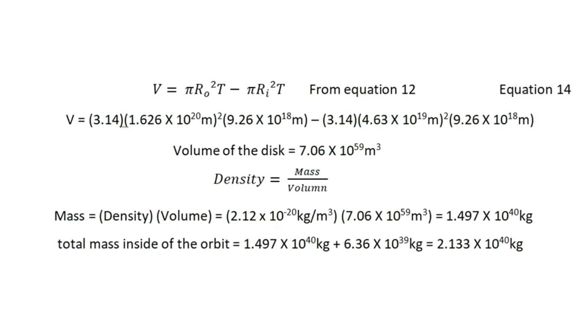For the first star listed in the data previously presented, the radius of the star's orbit is 1.626 times 10 to the 20th meters. That is the value of R0 in equation 14. The radius of the bulge of the galaxy is 4.63 times 10 to the 19th meters. This is the value of Ri in equation 14. The thickness of the disk, as previously pointed out, is 9.26 times 10 to the 18th meters.